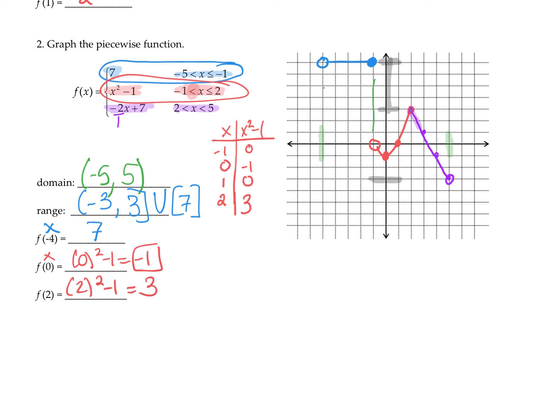Let's do a couple more. So if I talked about f of -1, you have to be careful because f of -1 has an open circle and a closed circle. We'd want to use the closed circle, so f of -1 would be 7. If I asked you f of 5, since that is an open circle, f of 5 would be undefined. So just remember those.